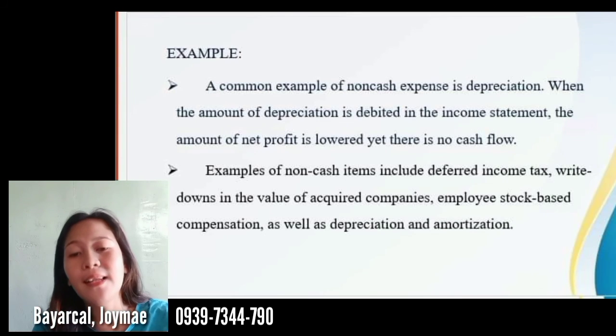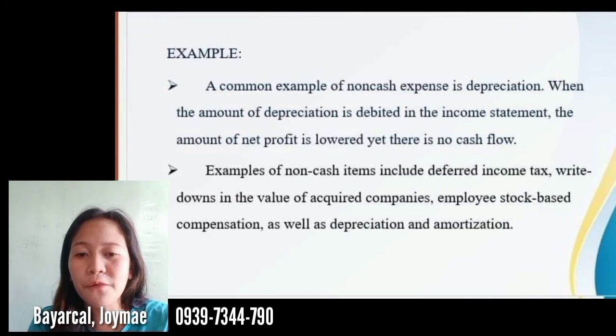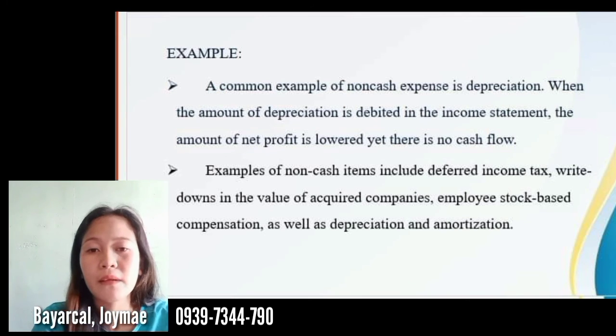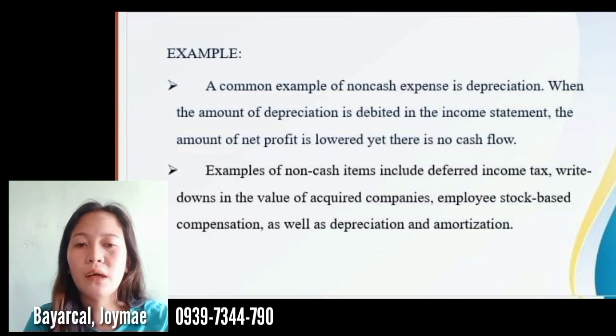For example, a common example of a non-cash expense is depreciation. When the amount of depreciation is debited in the income statement, the amount of net profit is lowered, yet there is no cash flow. Okay? Examples of non-cash items include deferred income tax, write-downs in the value of acquired companies, employee stock-based compensation, as well as depreciation and amortization.